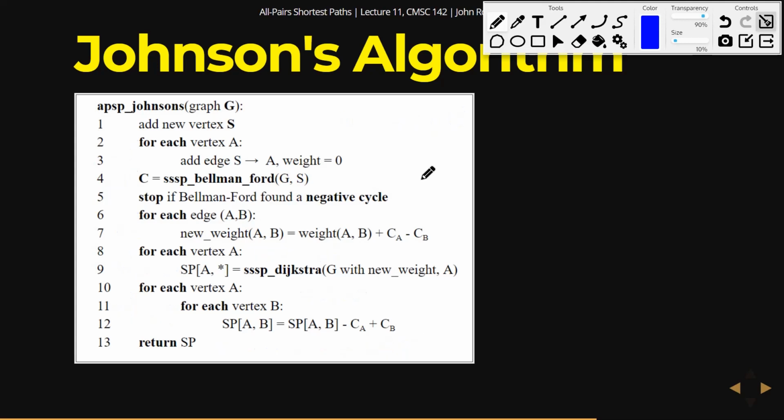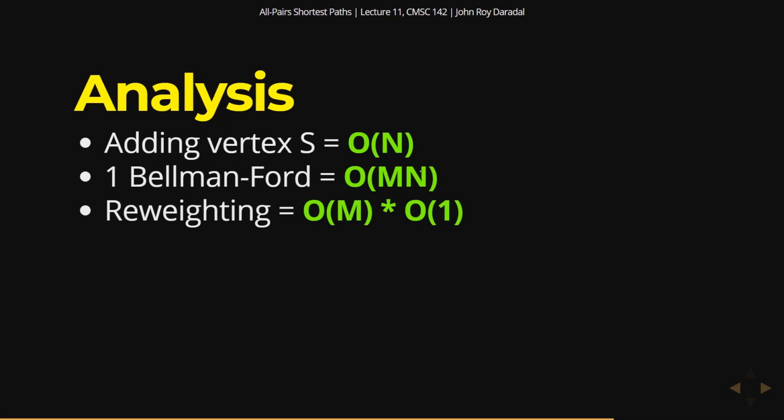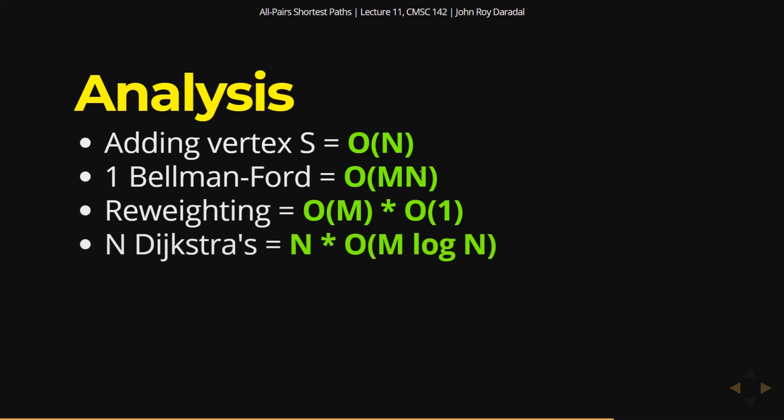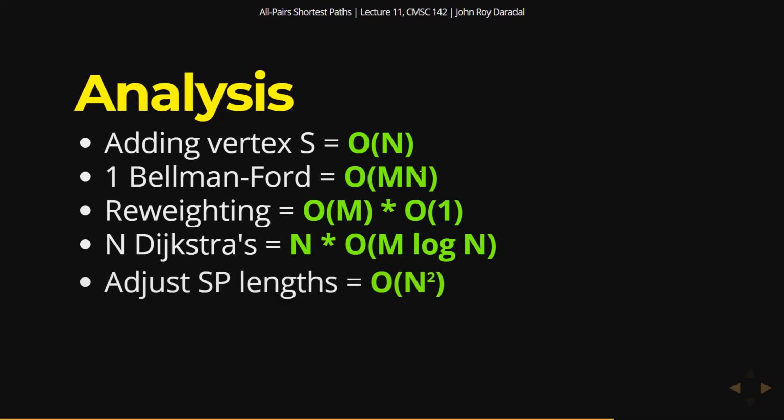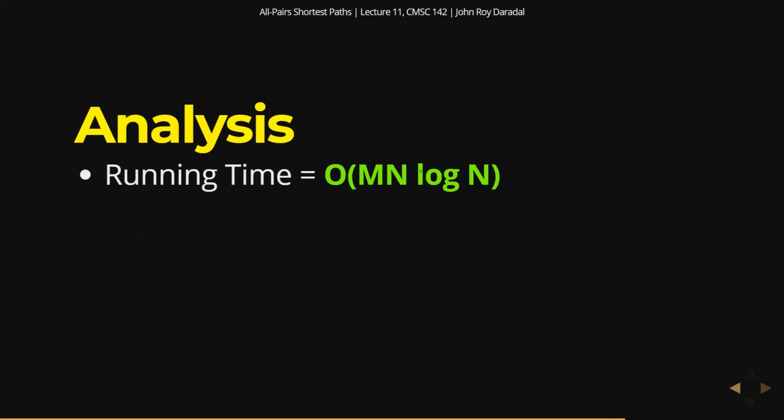Okay, so yeah, adding vertex S is O of n, one Bellman-Ford is O of mn, reweighting takes O of m, because you do it for each edge. Dijkstra's run n times is nm log n, and then you adjust the shortest path lengths, it's n squared, so the running time is mn log n.